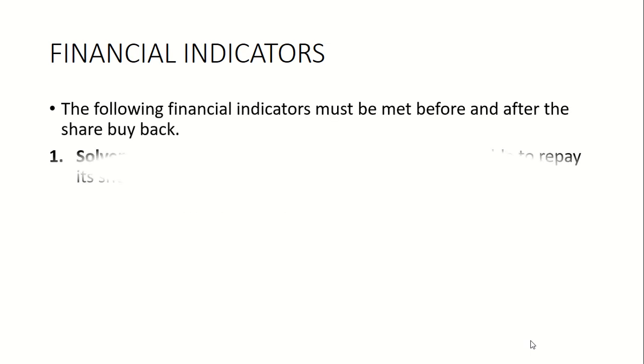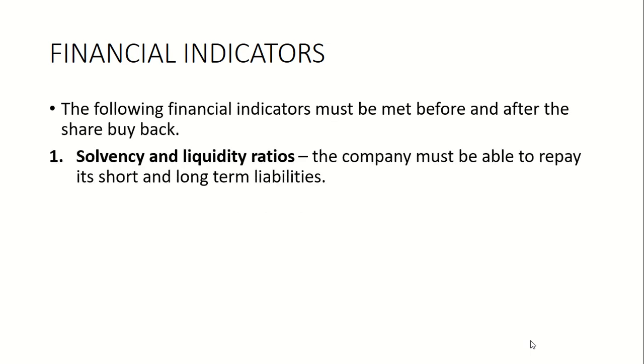Now, financial indicators that must be met before and after the buyback. It's a solvency ratio and the liquidity ratio. Solvency refers to the ability of the company to repay all its liabilities, more specifically, its long-term liabilities. Liquidity ratios refer to a company's ability to pay short-term debts. That's why you may not get a loan to buy back shares, because it'll affect your liquidity and solvency.